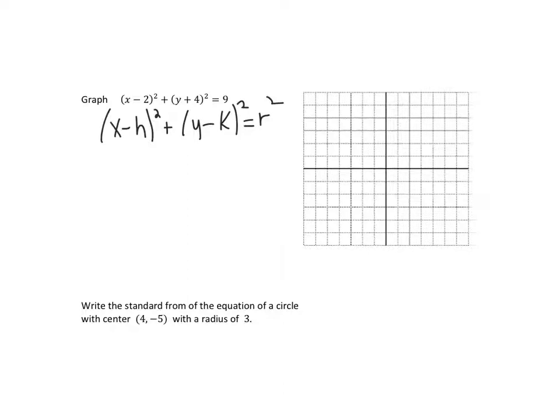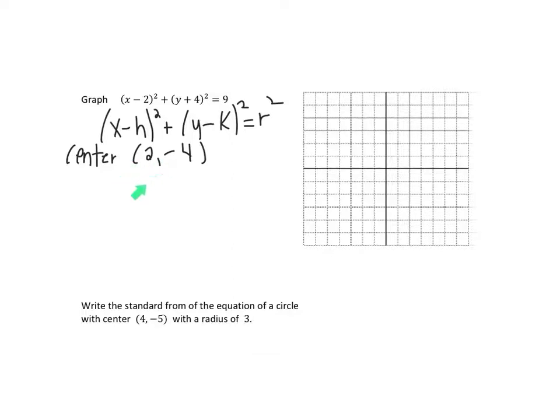The quickest way to find the center is that the h value will be the opposite of what's in here. Because if we just put a 2 right here, we'll get minus 2. And here, y minus k, in order for minus k to become positive, k has to originally be negative 4. So our center is going to be (2, negative 4).